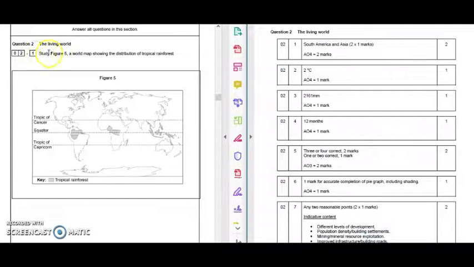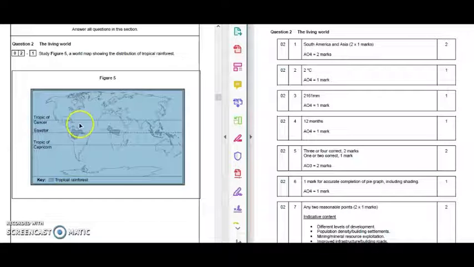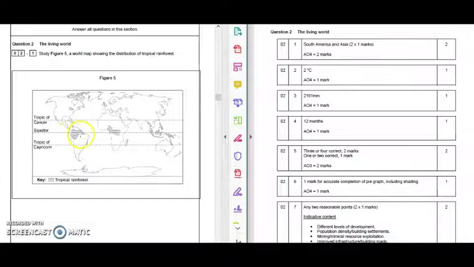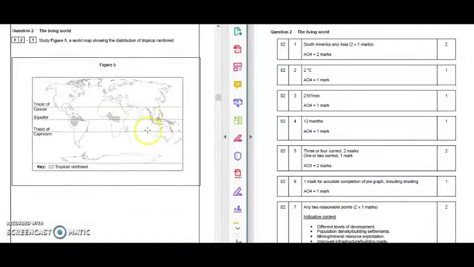Question 2.1. Study figure 5, a world map showing the distribution of tropical rainforests. So distribution just means where they are. So look at the key, you've got these horizontal lines, you've got this area here, this one here, and this all across these small islands here.